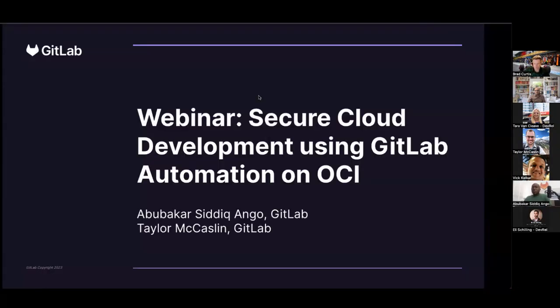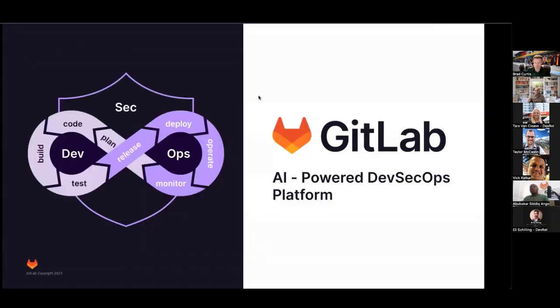Awesome. Welcome, everyone. I am Abu Bakar Siddiq Ango, and I'm here with my colleague, Taylor McCaslin from GitLab. Today, I'll be talking to you about GitLab. Most times when people hear about GitLab, the first thing that comes to mind is source code management and GitLab CI. But GitLab is much more than that. We cover the entire software delivery lifecycle. And with AI, we are enabling organizations, enterprises, and developers to build secure software faster.